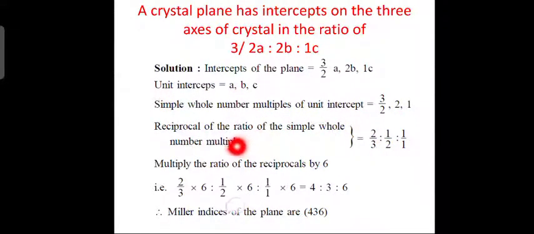Then multiply by the LCM, the least common multiple, which is 6. So 2 by 3 multiplied by 6, half multiplied by 6, and 1 by 1 multiplied by 6. That is 4 is to 3 is to 6. So the Miller indices of the plane are 4, 3, 6.